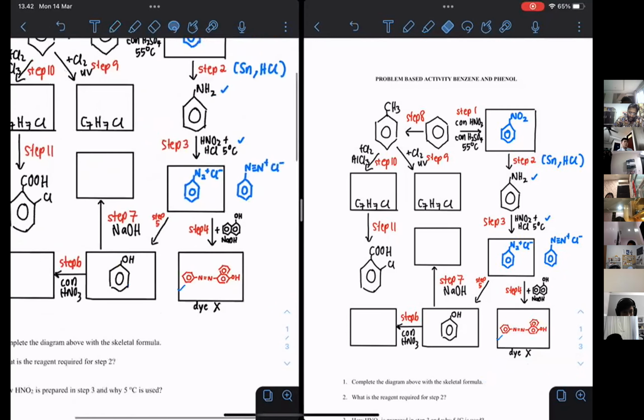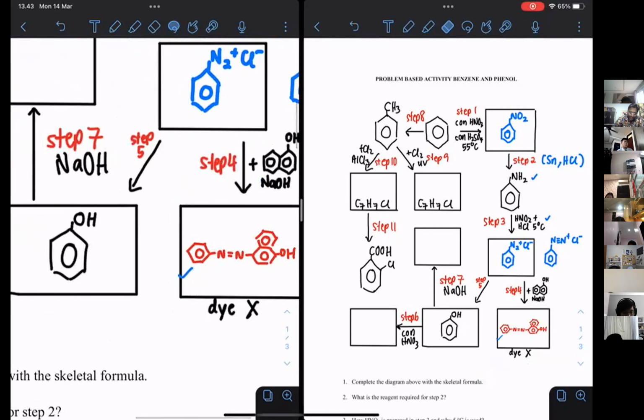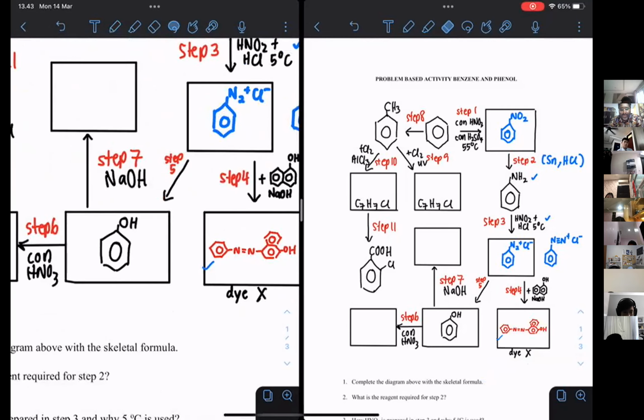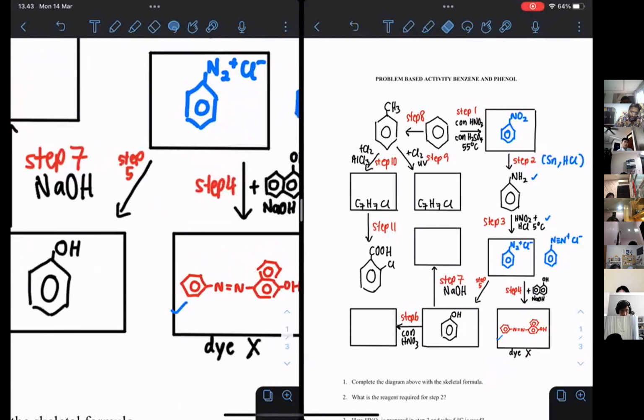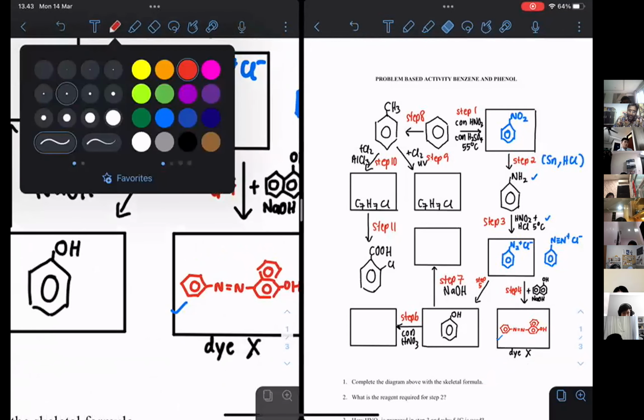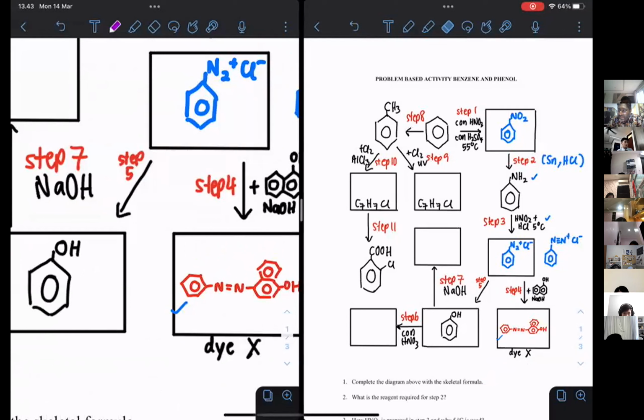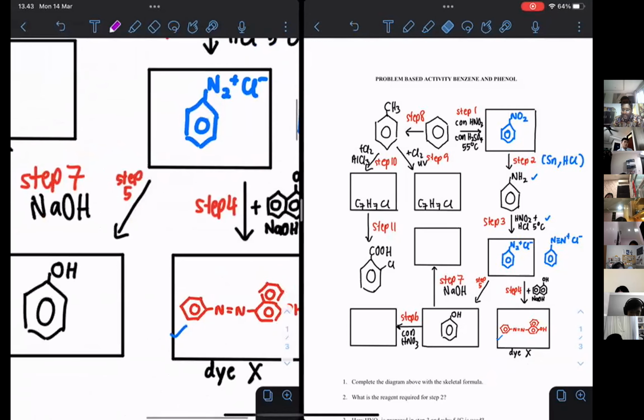Now step number 7. So what do we do with step number 7, Megan? The diazonium salt then becoming phenol. What is the reagent that we use? Maybe Megan is not available. Maybe Jasmine or Megan is there. Megan, you want to try? Or we let Jasmine try?